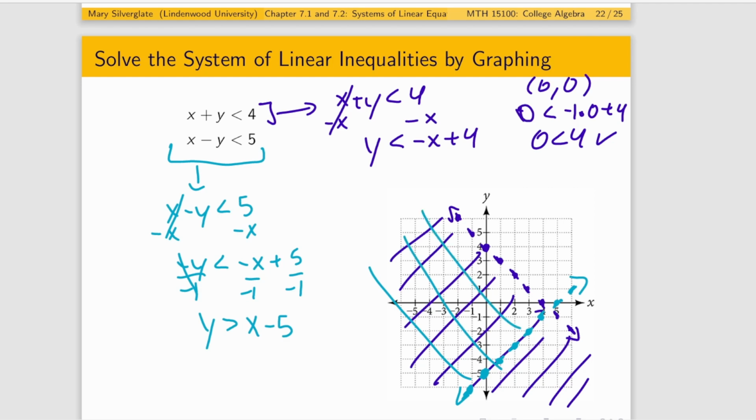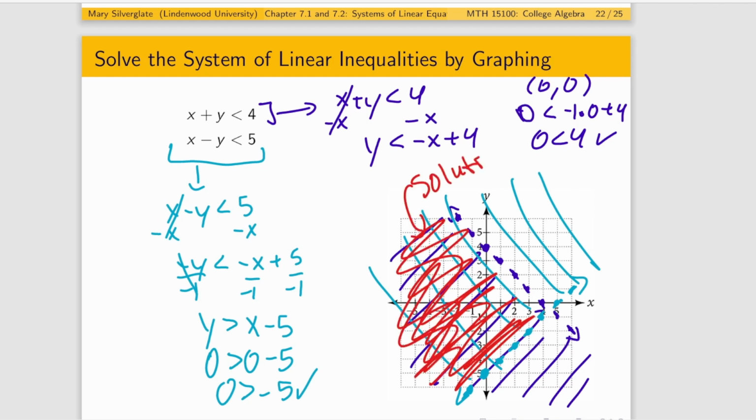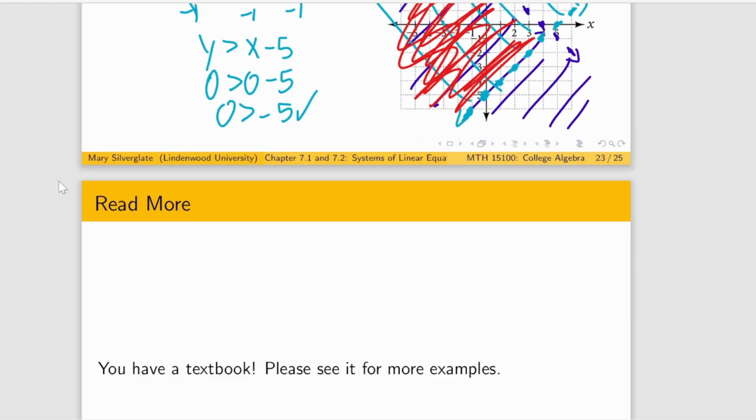And here it is greater than, so I'm going to shade above, and then I might want to double check that same point. Is 0 greater than 0 minus 5? 0 greater than -5? It is. We're good. So our solution is this region here. And so any point inside that region works for our system of inequalities.